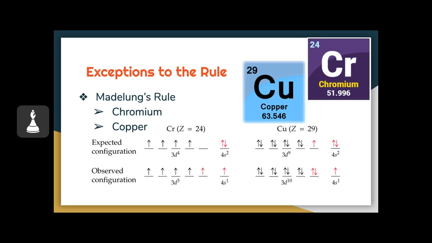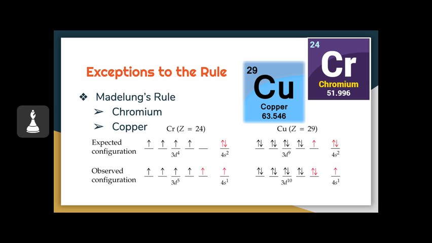In regards to chromium, you might think the configuration would be bracketed argon followed by 3d4, 4s2. However, if we look at each orbital in the boxes and arrows diagram shown below, we see that the 3d orbital would only be 40% full, as there is an arrow missing to complete it, while the 4s orbital, on the other hand, is fully complete, amounting to 100% completion. So we would rearrange the distribution so that both the 3d and 4s orbital would be equal to 50% each.